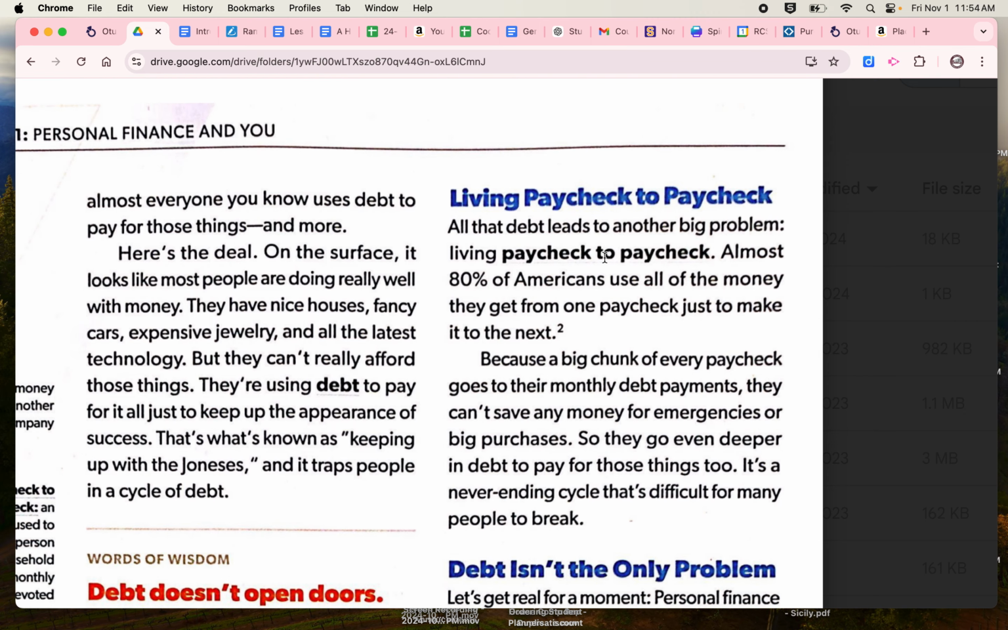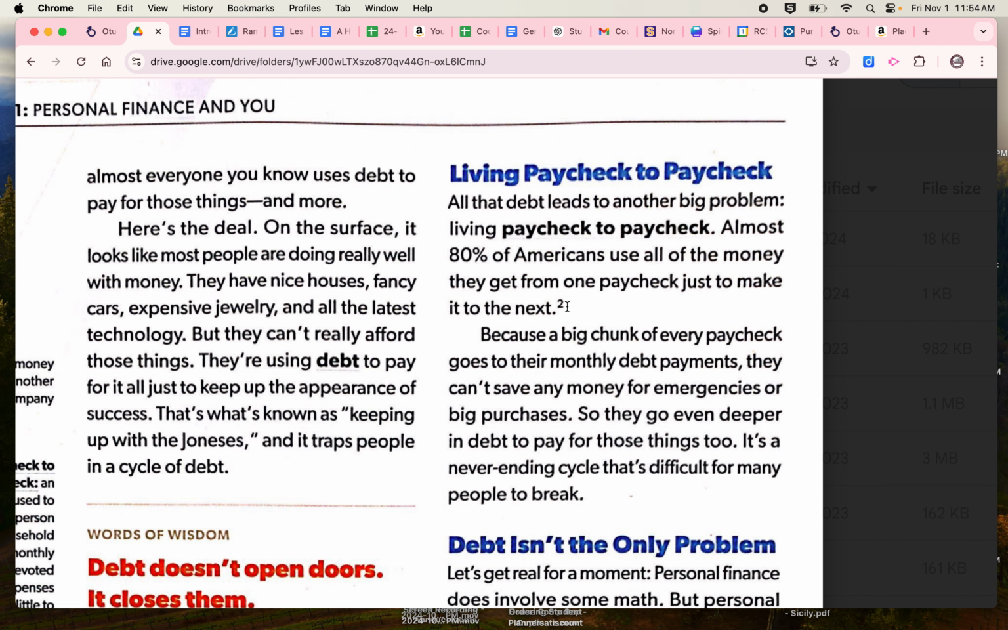So living paycheck to paycheck. All that debt leads to another big problem: living paycheck to paycheck. Almost 80% of Americans use all the money they get from one paycheck just to make it to the next. So what does this mean? This means a person at the end of the month is counting down the days to get their next paycheck because they basically have run out of money. This might be somebody who goes to the grocery store, uses their ATM card, and it says it's declined when they're trying to buy groceries for their family for the next week.